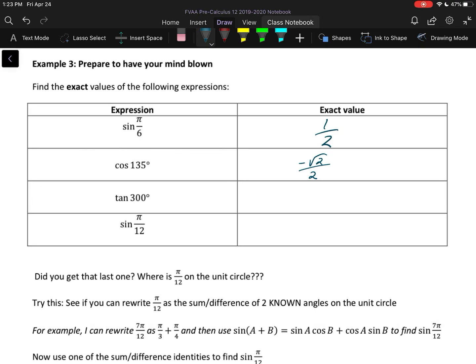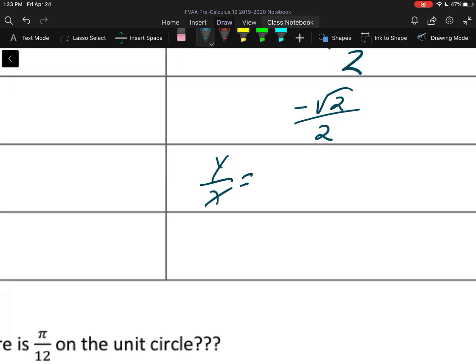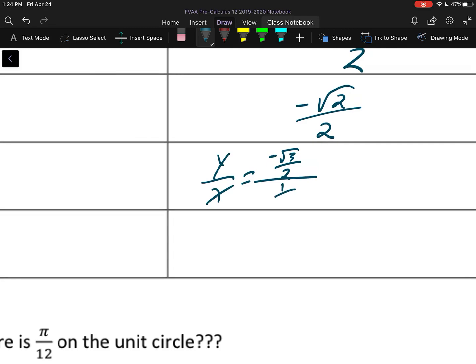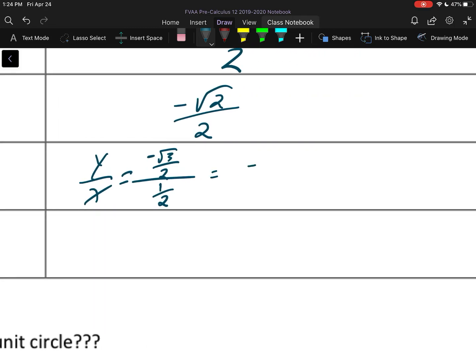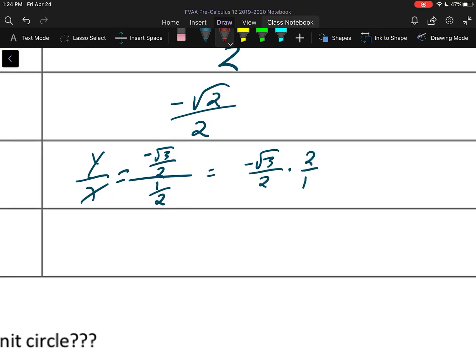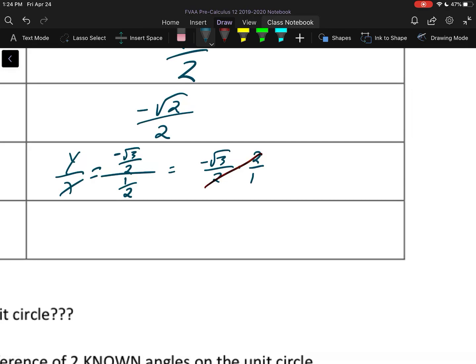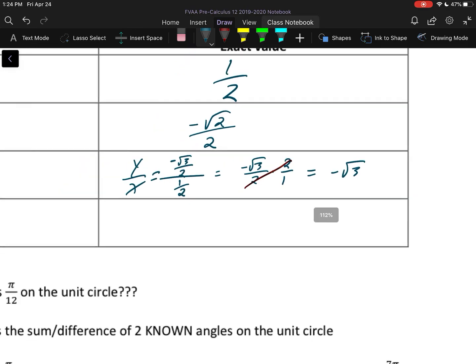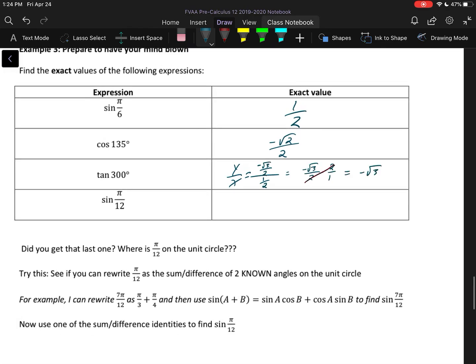So in this situation, the value would be y over x, right? The y value at that stage is negative square root 3 over 2, and the x value is 1 over 2. So that equals negative square root 3 over 2 times 2 over 1, and we end up with a value of negative square root 3. Again, that's chapter 4 in the textbook that we've done already.